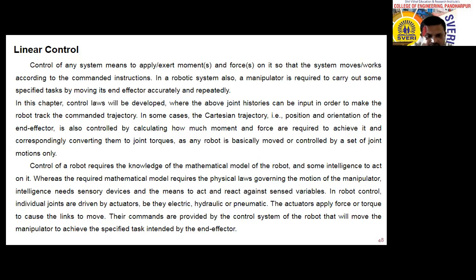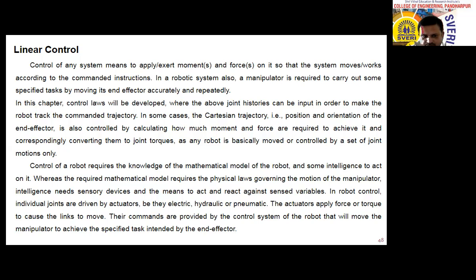Control of a robot requires the knowledge of the mathematical model of the robot and some intelligence to act on it. The required mathematical model requires physical laws governing the motion of the manipulator. Intelligence needs sensory devices and the means to act and react against sensed variables.